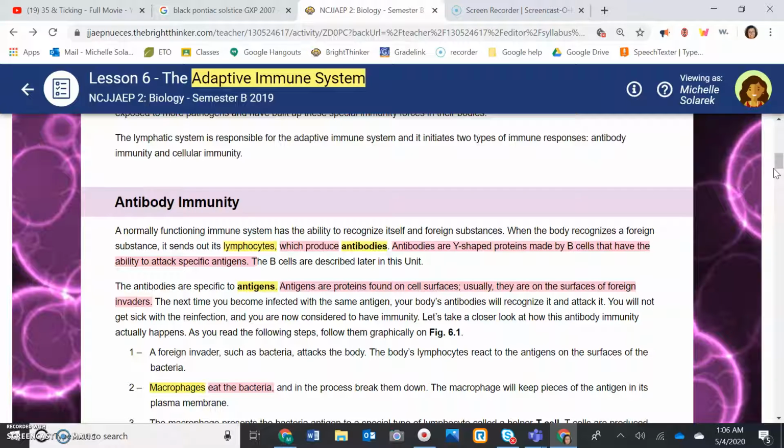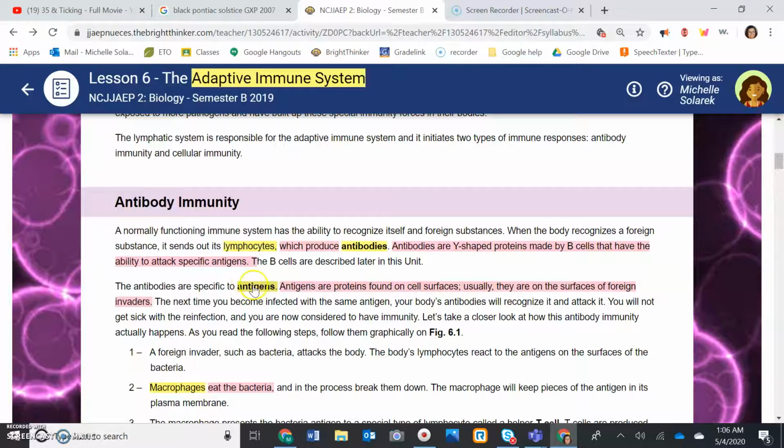Number 7. What are Y-shaped proteins made by the B cells that have the ability to attack specific antigens? Antibodies. So antibodies attack antigens, and who produces these antibodies? The lymphocytes. So 6 and 7 are right there.